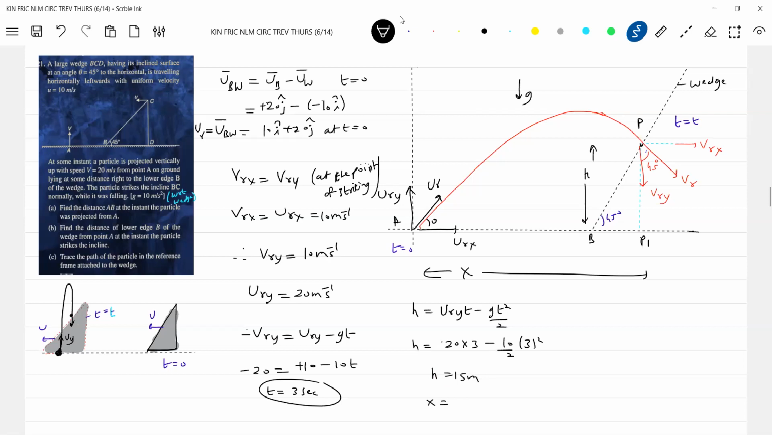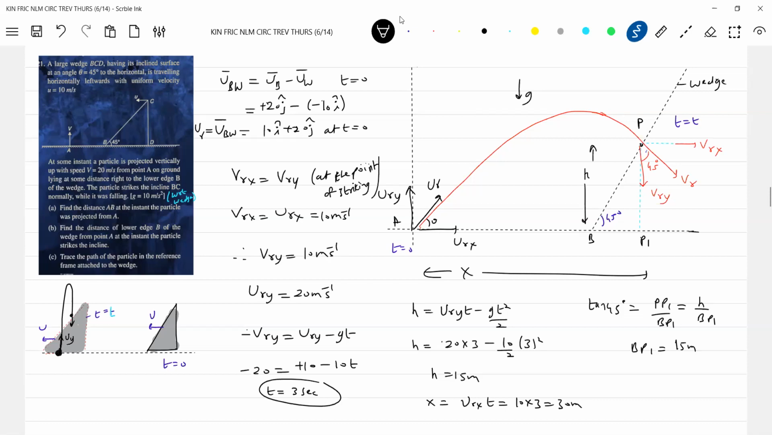What is X equal to? X is equal to URX into T. Now we know X, we know H, and this is 45 degrees. Can we calculate also BP1? Tan 45 is equal to PP1 by BP1. So therefore, what should be the value of H by BP1? BP1 should also be equal to 15 meter.